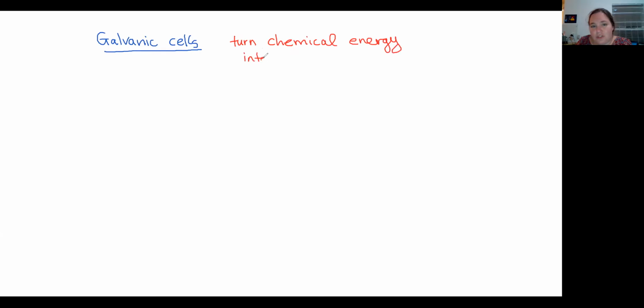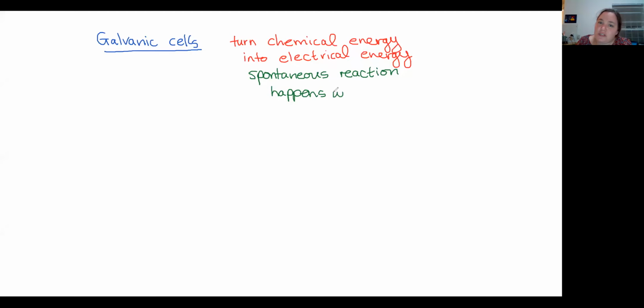All right, so with us focusing specifically today, we're going to be focusing on galvanic cells. And the principle behind galvanic cells is that we are going to use a galvanic cell to turn chemical energy into electrical energy. Which means basically that we're going to be looking at spontaneous reactions. Now, a spontaneous reaction is one which happens without us needing to put in energy.